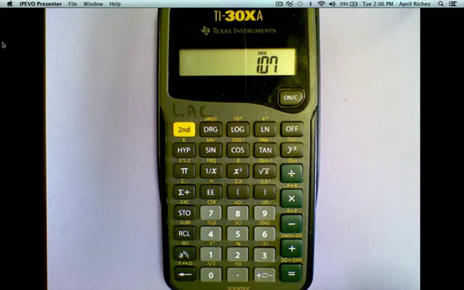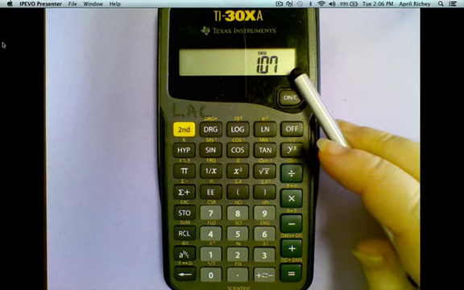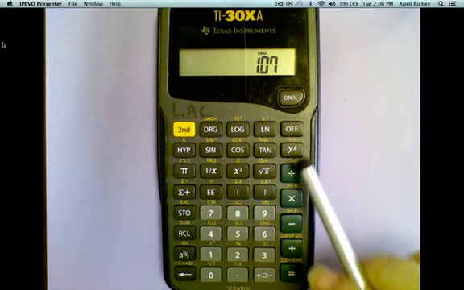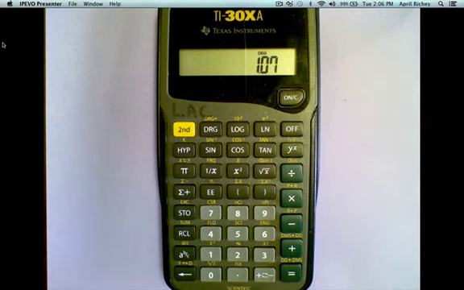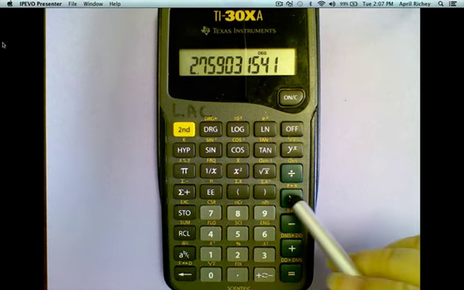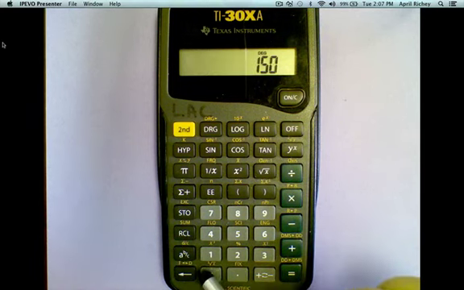Now I need to raise this to the 15th power. So leave this in your calculator as the base. Press your Y to the X button, that's your exponent key, and then type in the exponent of 15 and hit equals. So this gives me 2.7590, and that decimal continues on. Leave that in your calculator. Don't ever round these until the final answer.